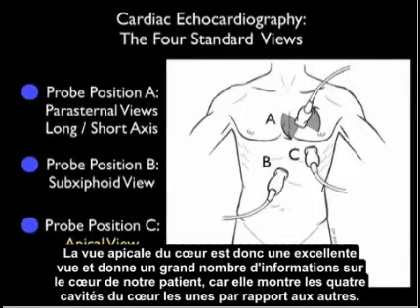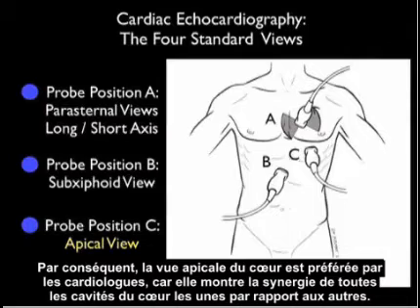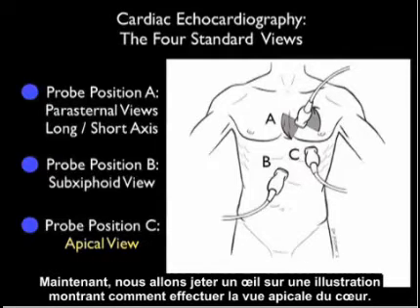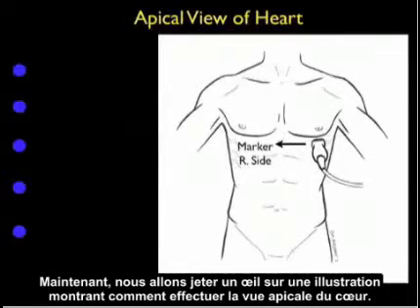So the apical view of the heart is an excellent view and gives a great deal of information about our patient's heart, as it shows all 4 chambers of the heart in relation to one another. Therefore, the apical view is preferred by cardiologists as it shows the synergy of all of the chambers of the heart to one another. Now let's take a look at a pictorial showing how to perform the apical view of the heart.